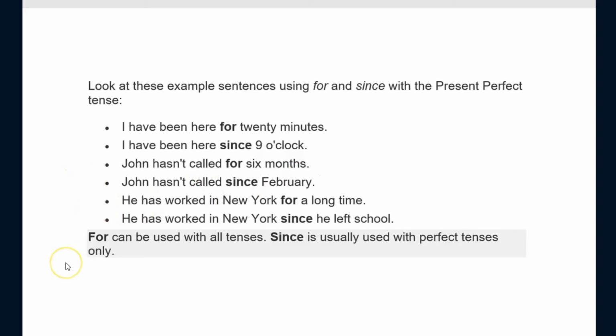Okay. Please remember, for can be used with all the tenses, so we use for pretty frequently. Since is usually used with present tenses, so just keep that in mind. Perfect tenses, not necessarily just present perfect tenses, but perfect tenses only.